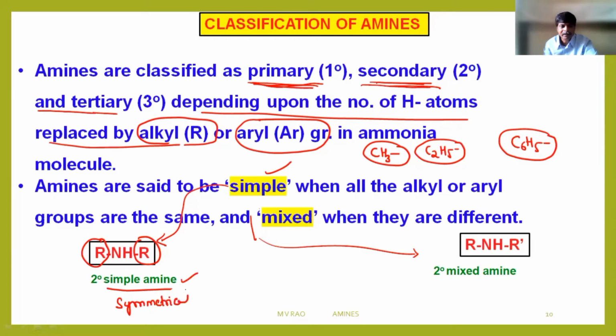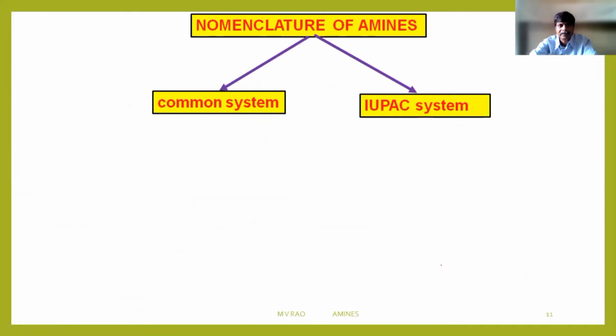Symmetrical, if both alkyl groups are the same. Here you can see one is R, another one is R dash. When they are different, the amines are called mixed amines. Mixed amines are unsymmetrical. Amines based on alkyl groups are classified into simple amines and mixed amines.